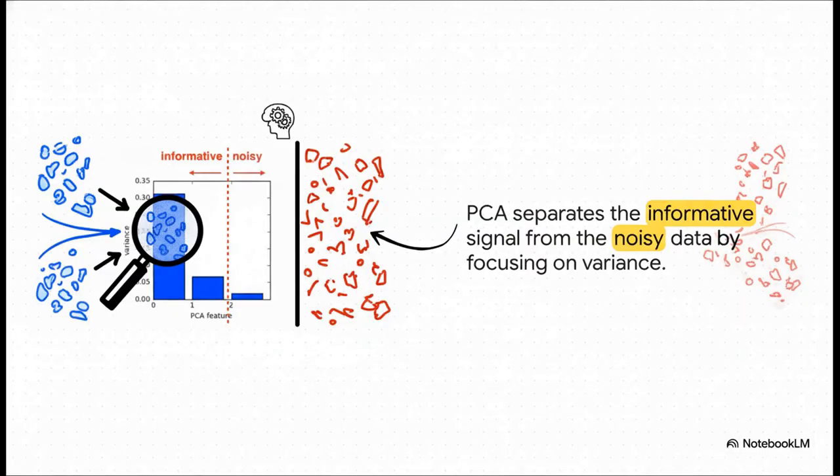This is a perfect way to picture it. You can see the variance of each new feature plotted right here. PCA basically draws a line in the sand. It keeps the components over on the left, the ones that capture a ton of the data spread, and it just tosses out the ones on the right. It's a really simple but often super effective way to clean house.